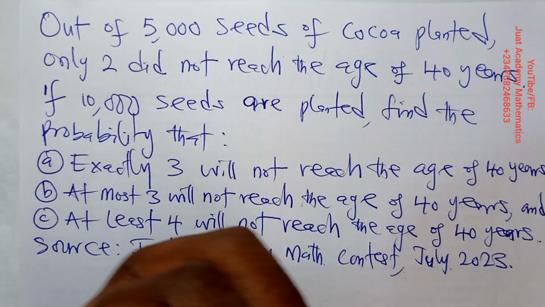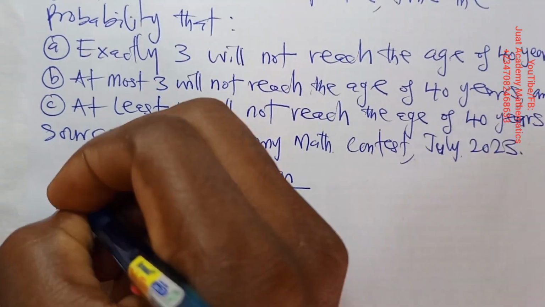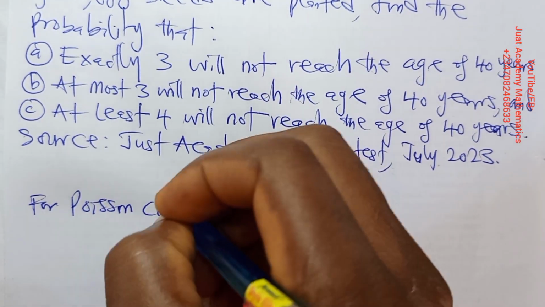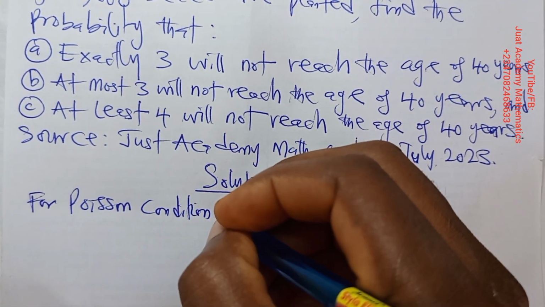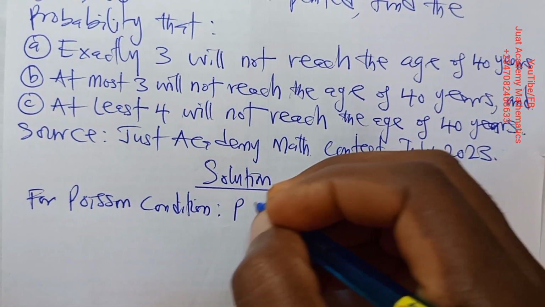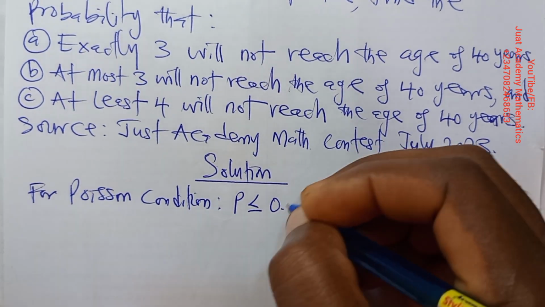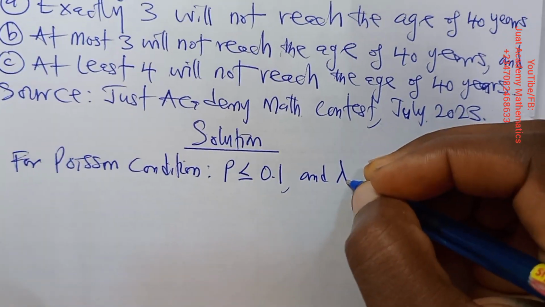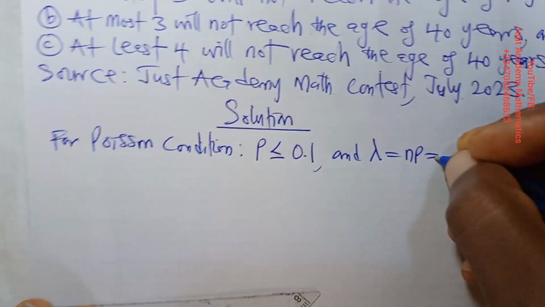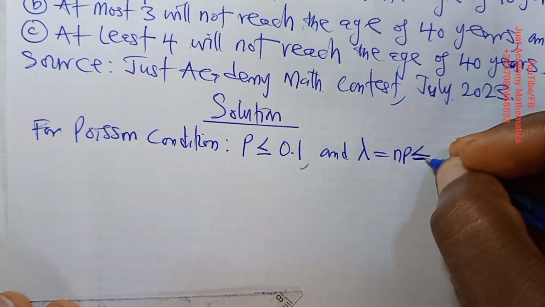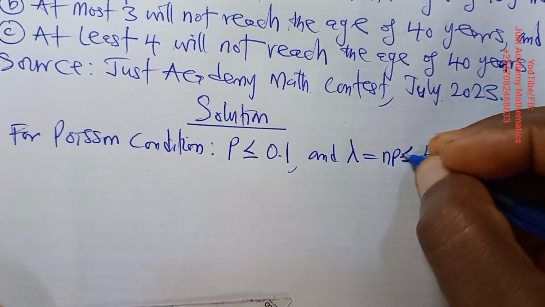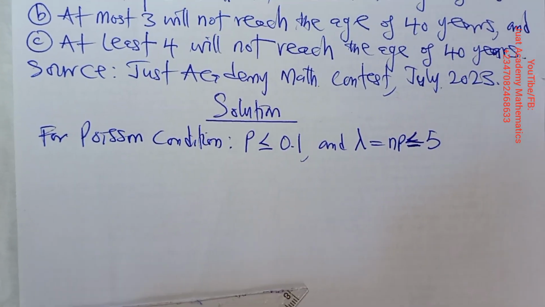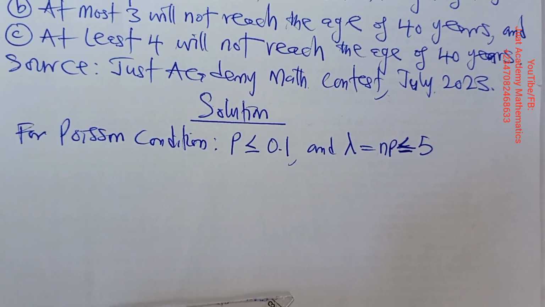Now, let me state the Poisson condition that we will check. For Poisson distribution, the condition for you to use this states that the probability must be less than 0.1 and the expected mean or the expected value is less than or equal to 5, not more than 5. Preferably when it is less than 5, then it is said to be a Poisson distribution.